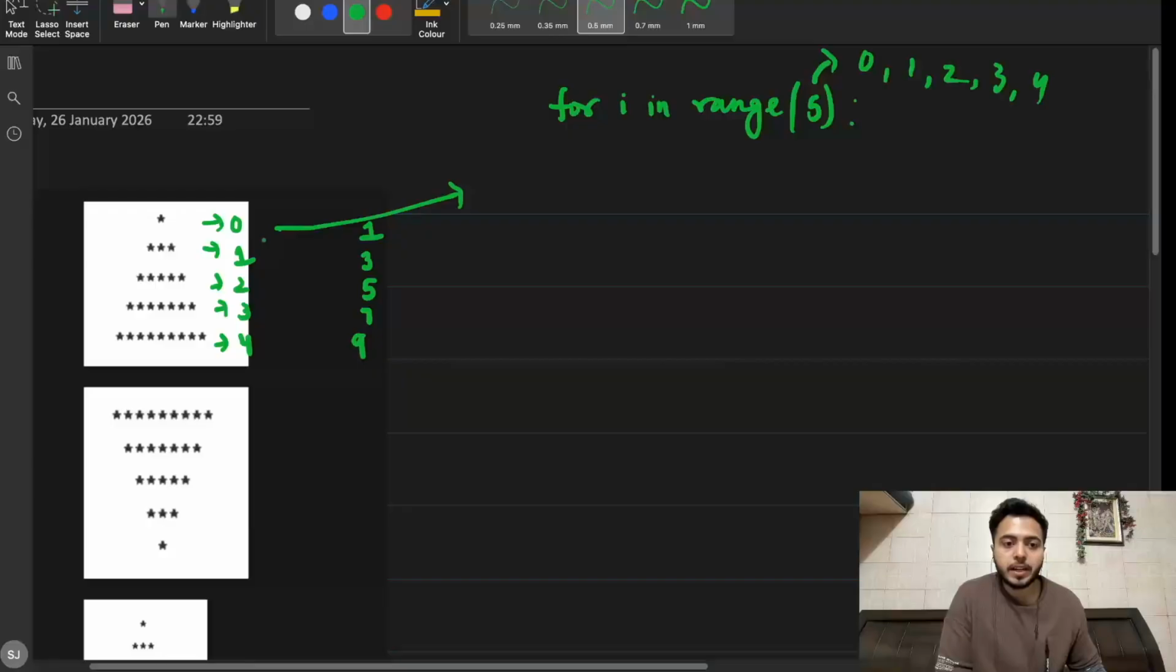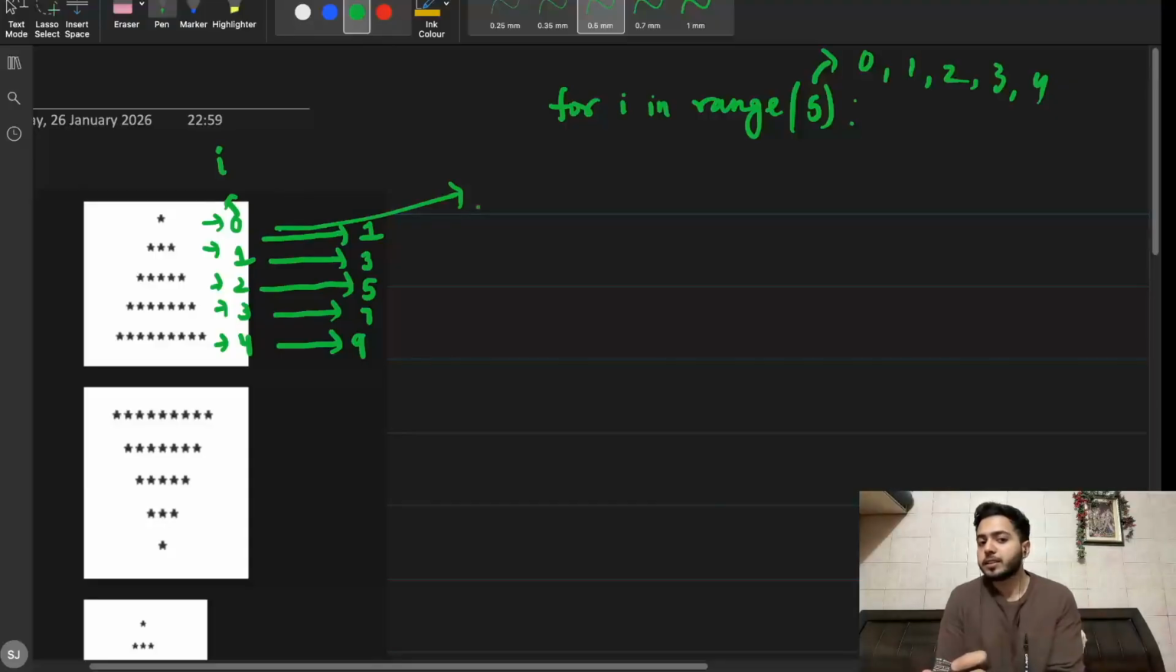So do you see a pattern? For the 0th row, 1 star or 1 column. For 1, 3. For 2, 5. For 3, 7. For 4, 9. This is my i, the row number. Can I write a formula? The number of columns, or the number of stars which I need to print, is equivalent to 2 multiplied by i plus 1. Do you agree with this or not?